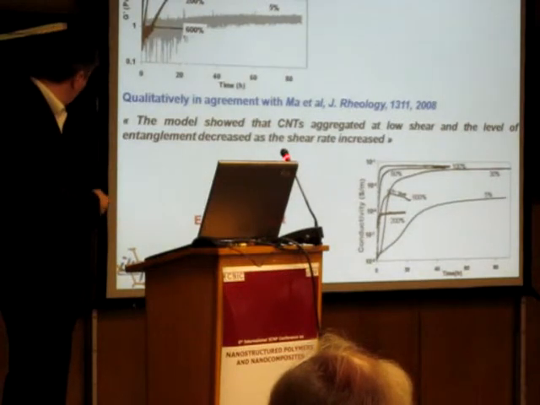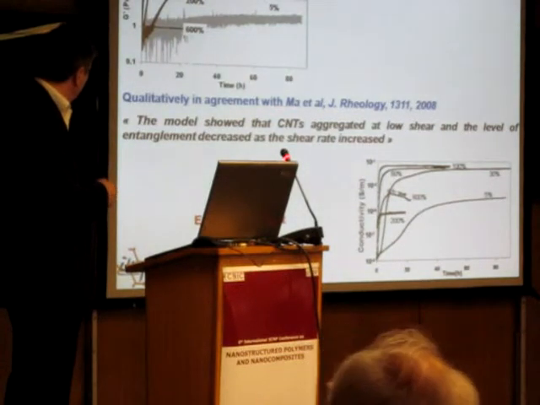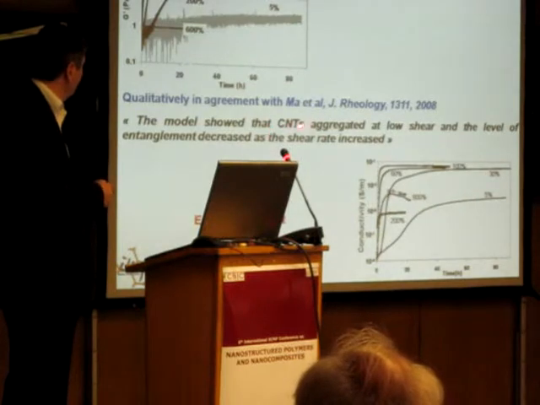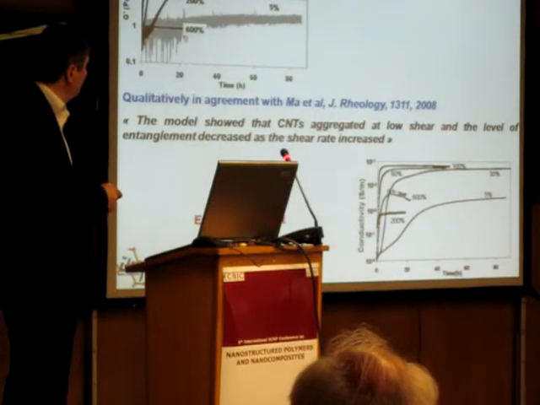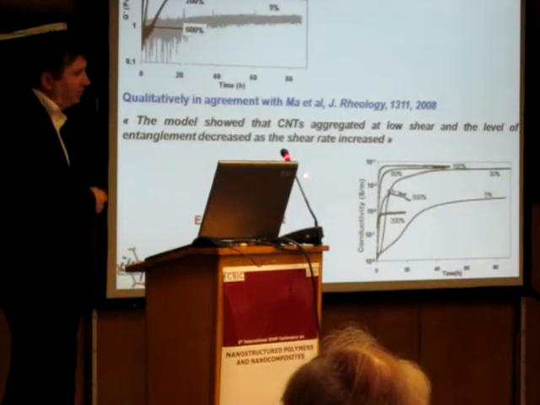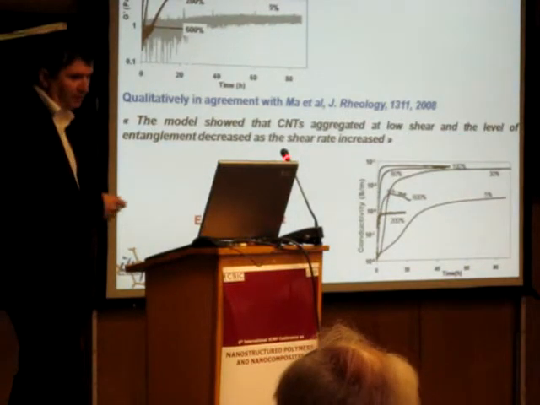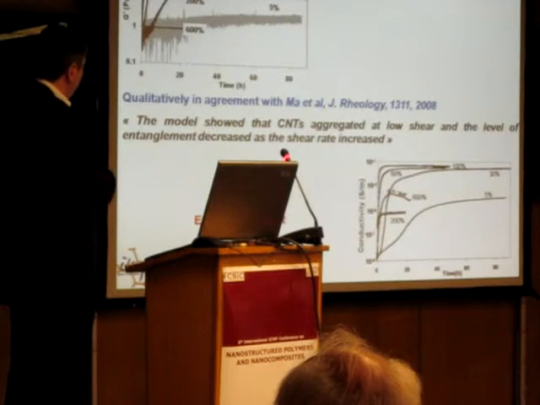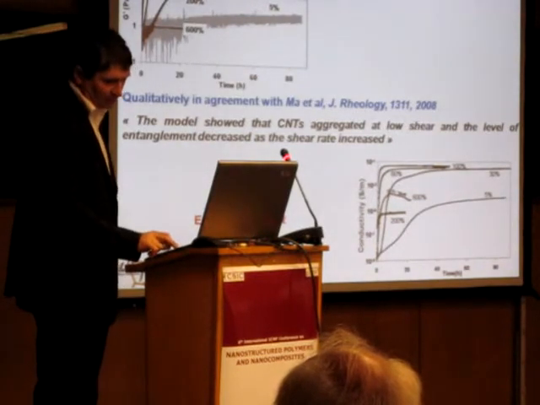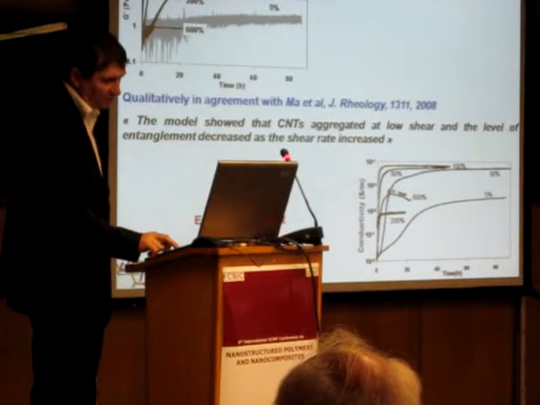So these results are qualitatively in agreement with recent work published in a journal. These authors developed a model, and the model shows that the carbon nanotubes aggregate at low shear, and the level of entanglement decreases as the shear rate increases. So we observe in dynamic conditions the same behavior that I have observed in steady shear flow.